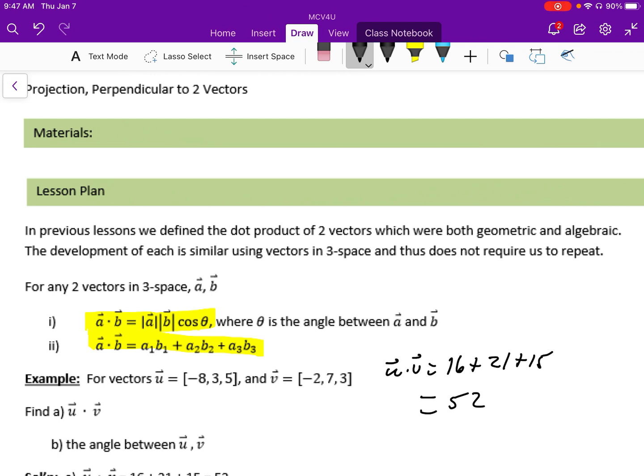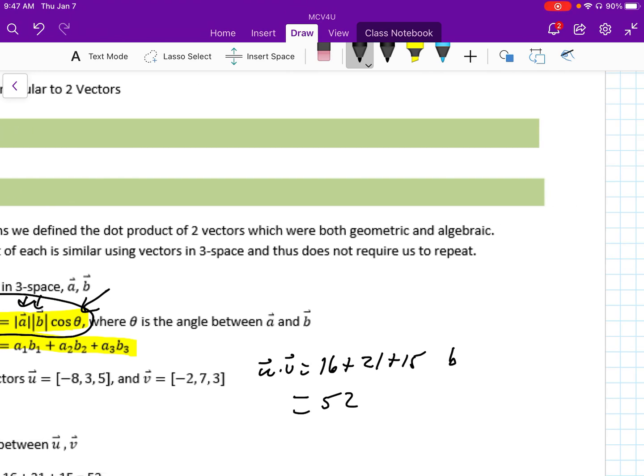The angle, right? We are going to use the combination of the dot product definition, because it's got the angle in it. We can figure out what the magnitudes are, and we already figured out what the dot product is. So let's take a look at this one. Call that B. We have cos theta is equal to the dot product divided by the product of the magnitudes. So the dot product we know is 52.